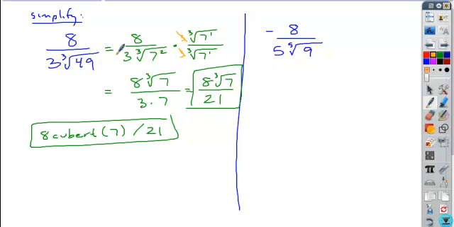All right, so if you haven't done this second problem, I'd like you to give that a try and see if you can simplify that expression, please.